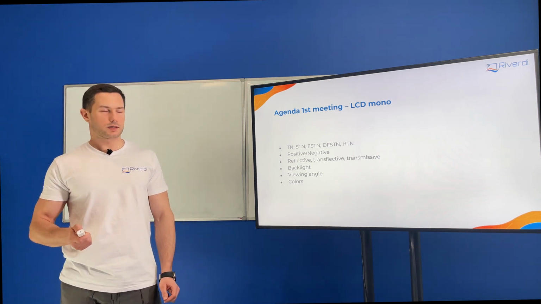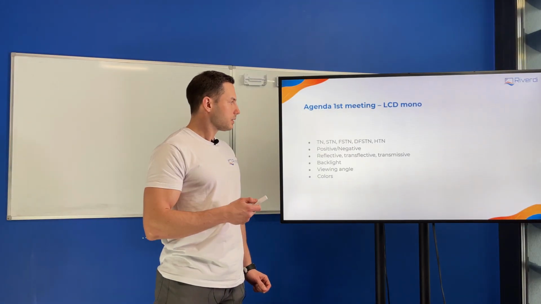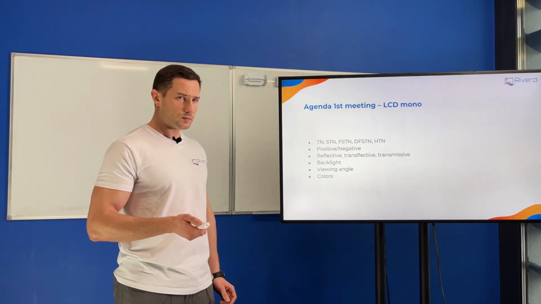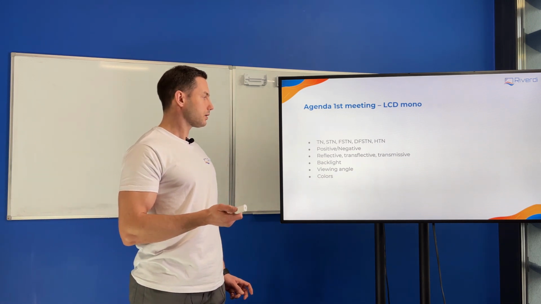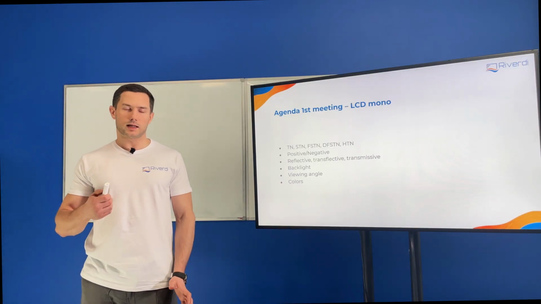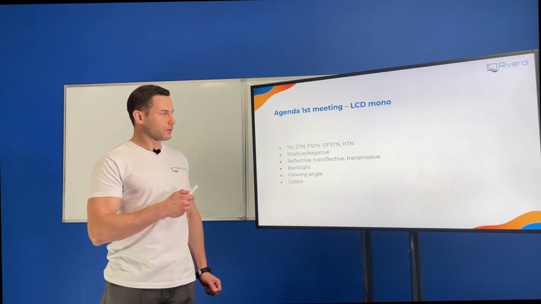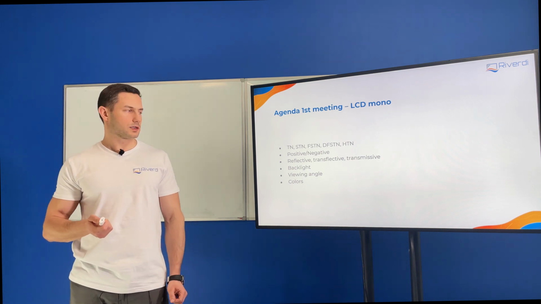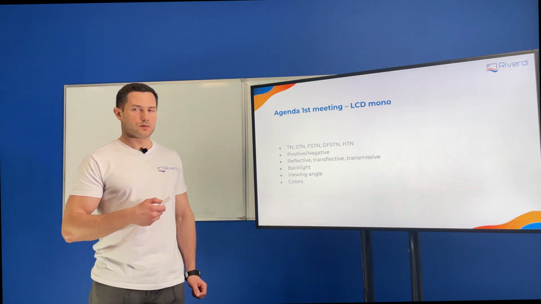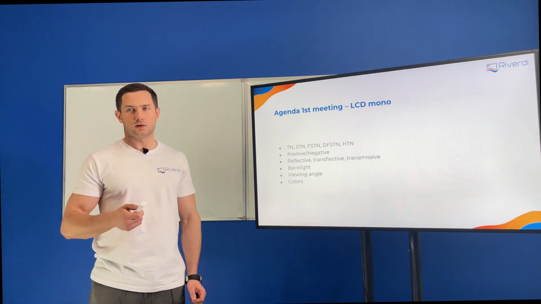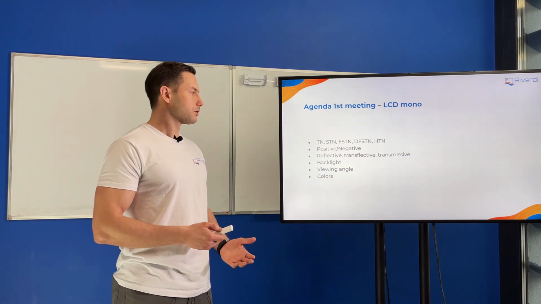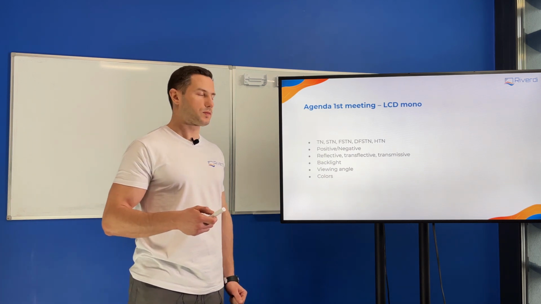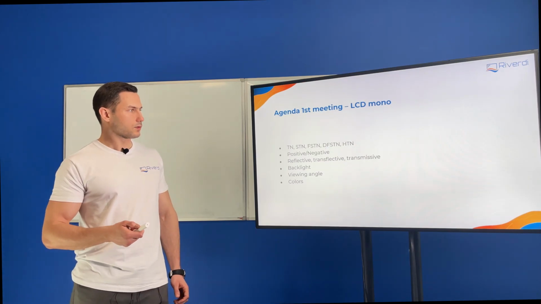So here is the short agenda for today. We'll talk about TN, STN, FSTN, DFSTN, and other technologies. Then we'll talk about positive and negative displays, how they differ from each other. We'll talk about the light in a display, so reflective, transflective, and transmissive displays. And of course the backlights, viewing angles, which is a very important part, and the colors, because even in monochrome displays we can have different colors. Of course it will still be a monochrome display, so there will be one background color and one character color, but they can be different colors. No need to be only black and white.